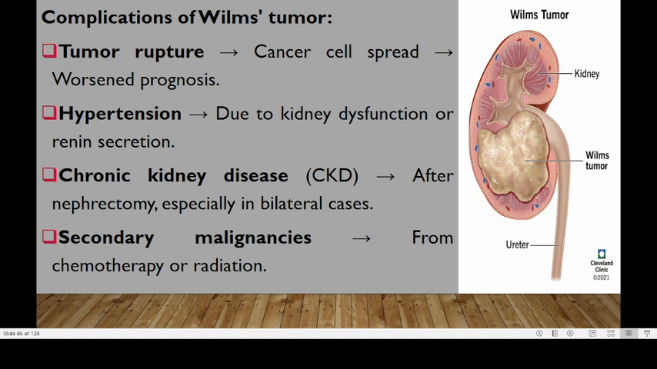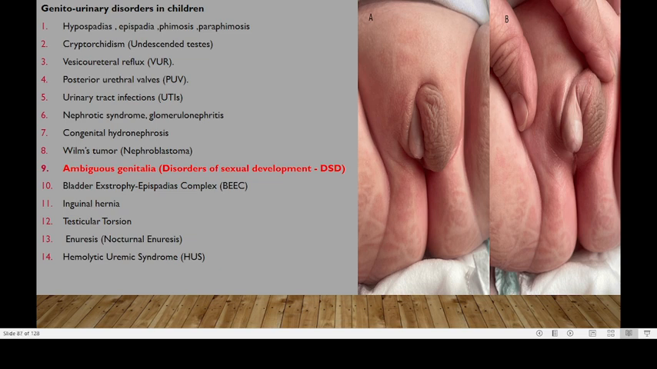Number three, we have chronic kidney disease, CKD. This is after nephrectomy, especially in bilateral cases. And secondary malignancies, that's from chemotherapy or radiation. Ladies and gents, that's all about the Wilms tumor or the nephroblastoma. You can pause the video and attempt the free quiz on the Wilms tumor.